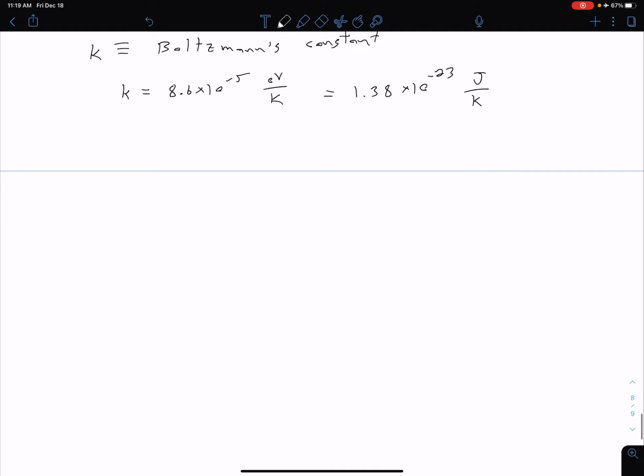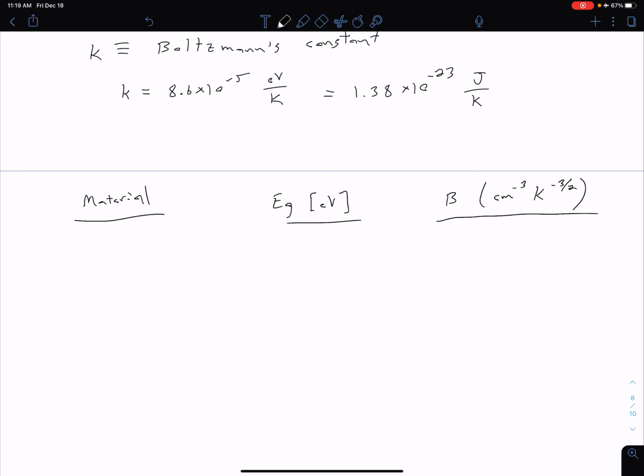So let's look at some values for some common semiconductors. Again, this table is in your textbook, but I just want to mention these here, and we'll look at an example in the next video. So we're going to look at the material, our band gap in eV, and then that coefficient B, which is going to have units of per cubic centimeter per Kelvin to the minus 3/2. Okay, so material, silicon, of course, we want to focus on. Another common semiconductor material, compound semiconductor, is gallium arsenide. And then another group 4 semiconductor is germanium.